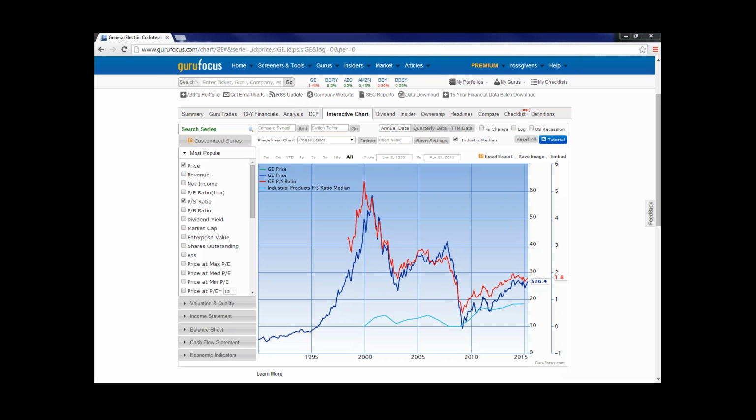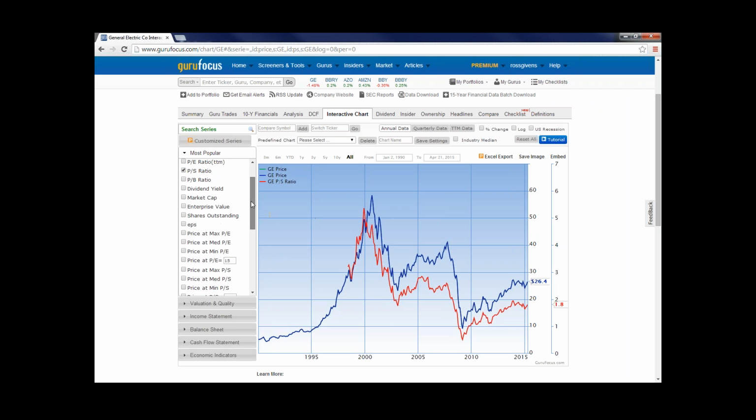If you check that, it'll lay the industry median of that indicator as well. So we've got the GE price to sales ratio in red, and it's 1.8. Here in this light blue, for the industrial product sector, their median price to sales ratio, as you can see here, is just under 1. So that's one way to overlay the industry with one of those fundamental analytics you're looking at.